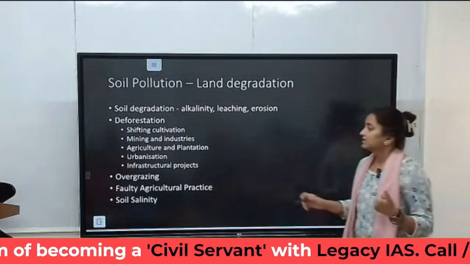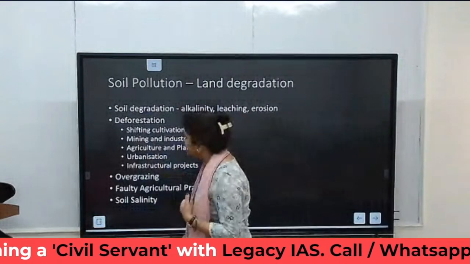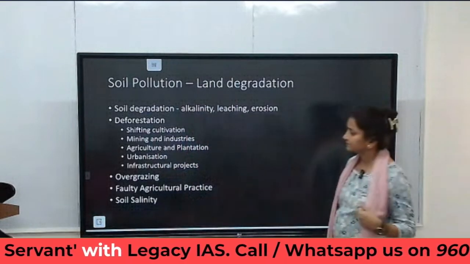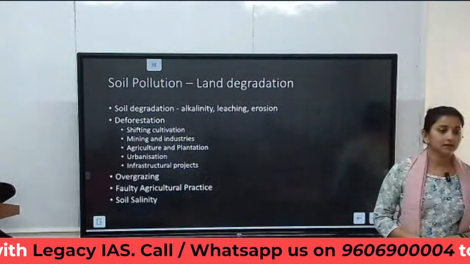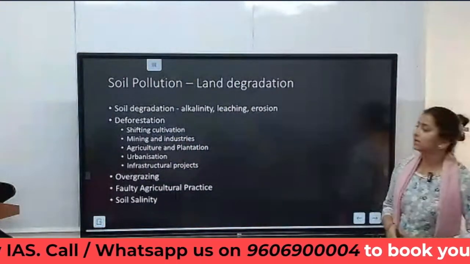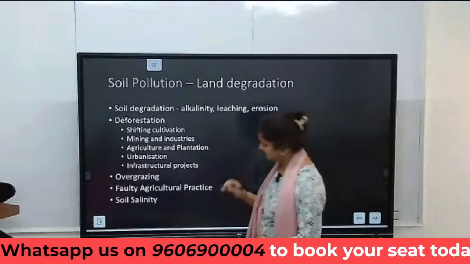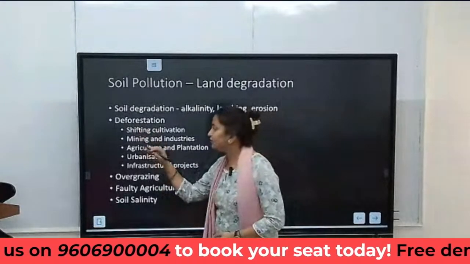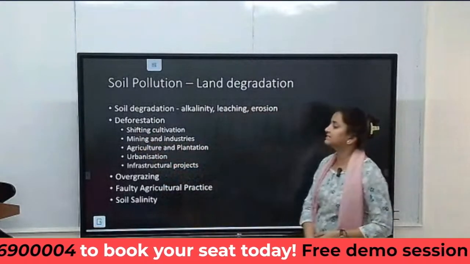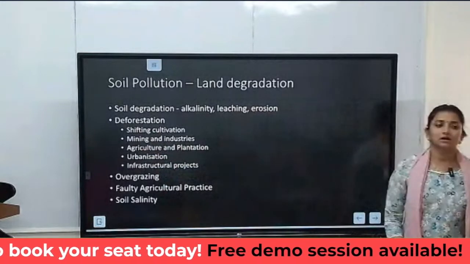Okay? Shifting cultivation is practiced in which area of India? Correct. In Northeast. In certain areas of the Northeast, shifting cultivation is still practiced. Okay, deforestation also occurs because of mining and industries.